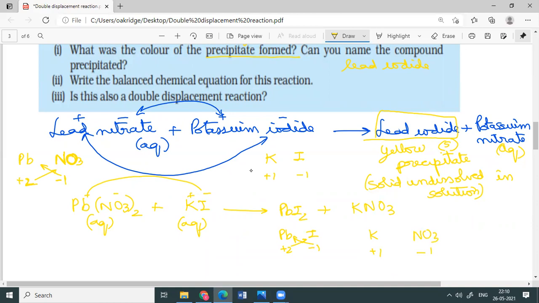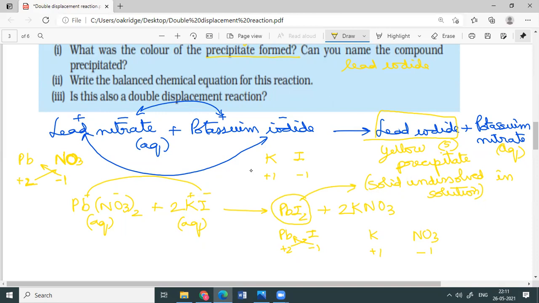So if we want to balance this equation, how will we balance? Let us first see the polyatomic ions. Polyatomic ions need to be balanced first. So if we keep a 2 here, it's 2NO3, 2NO3. Nitrate is balanced. But potassium has become 2 here, but potassium is only 1 here. Let's keep 2 here also. So now potassium is 2, potassium is 2. Iodine is 2 here, iodine is 2 here. So it's a balanced equation. The lead iodide is the precipitate which is formed.